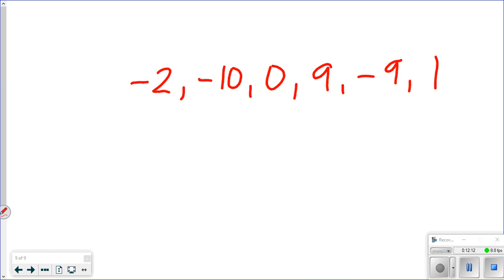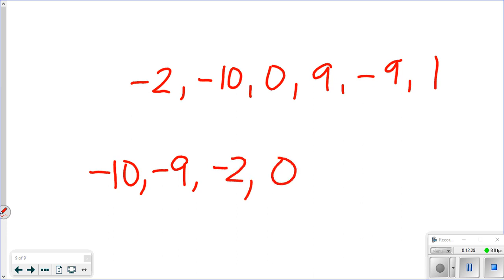Or what I think about is temperature. What's coldest? If I look at these numbers up here, I know -10 is the coldest, so that's the smallest. Then -9 is the next coldest. Then -2 is the next coldest. Then I have 0, 1, 9. This is another thing you'll have to do, order things from least to greatest. But I know you know how to do this since you did it last year.